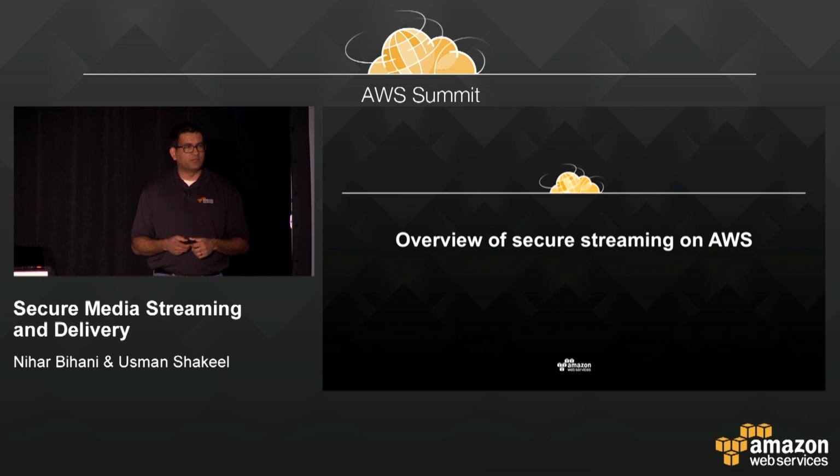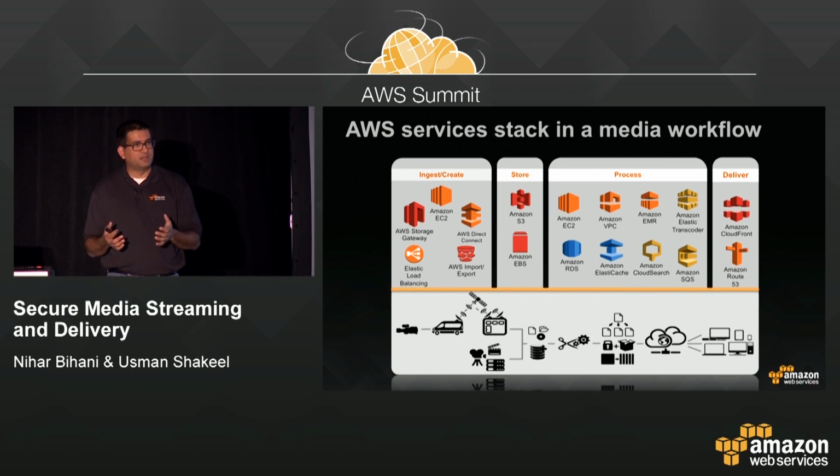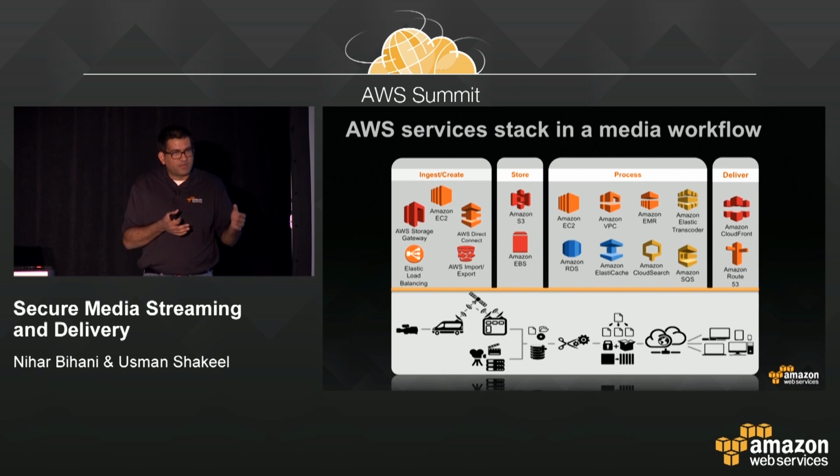So let's talk about AWS services and some of these security components that we talked about and how that applies to the AWS cloud and the different services we provide. The important thing to remember here is that AWS is not just for delivering your video or your media content to your users, but you can use different AWS services for all the different components in your media workflow. So all the way from ingesting the content to storing it, to processing it or encrypting it or transcoding it, and then finally delivering it to your end users.